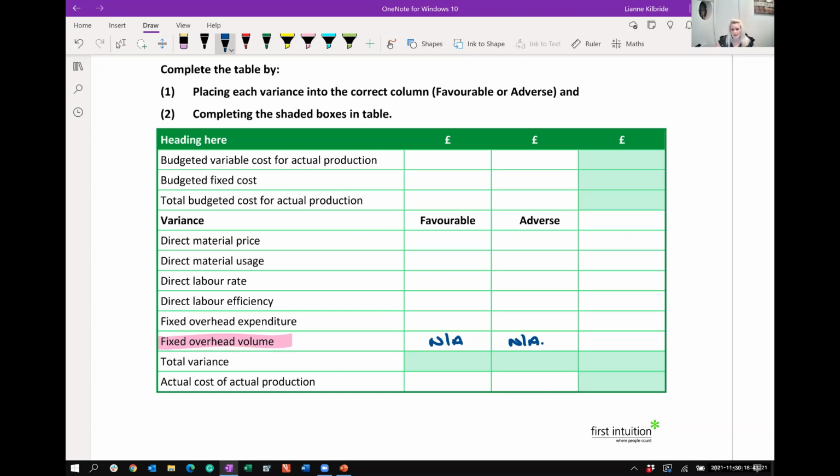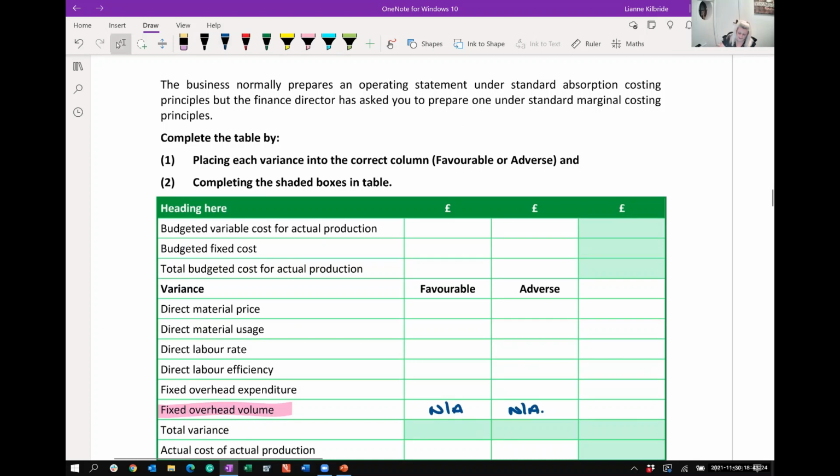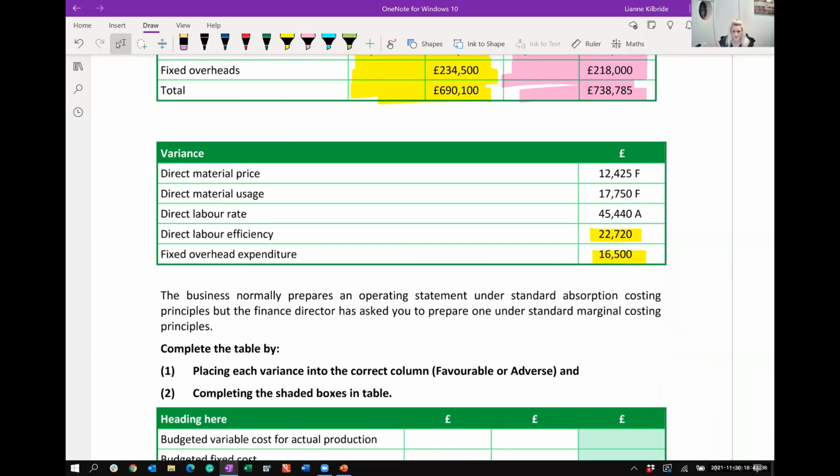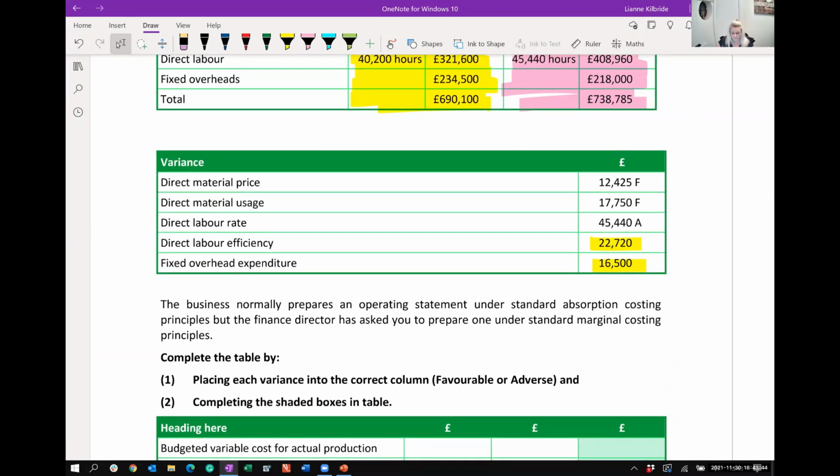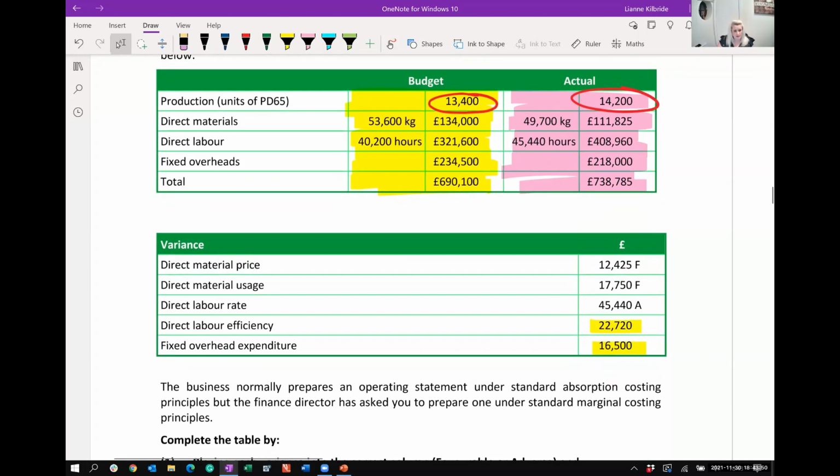So what we now need to do is deal with point one. Point one says place each variance into the correct column, favourable or adverse. We can automatically put the top three in there because it's told us whether they're favourable or adverse. But what I'm also going to do, if it only gave you the figure, is use the data in the table above to write out how they got to that answer. So you've got an understanding, just in case it didn't tell you whether it was adverse or favourable, as it doesn't for that fourth one down for efficiency.